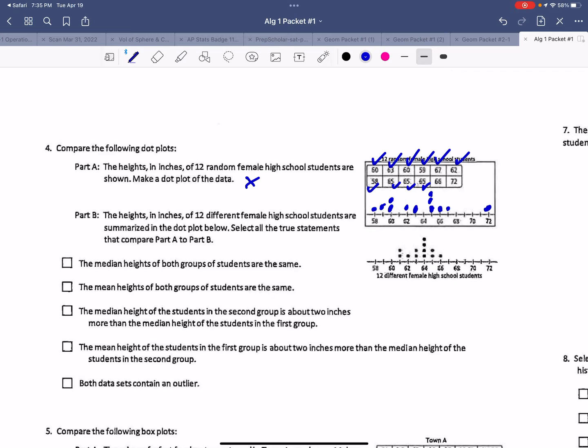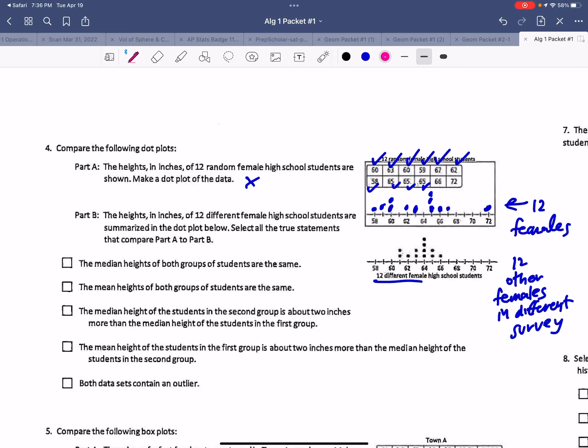The heights of 12 female students are summarized in the dot plot. Select all that are true. So if this were 12 females in one survey, and these are 12 other females in a different survey, what can we tell here? Okay.